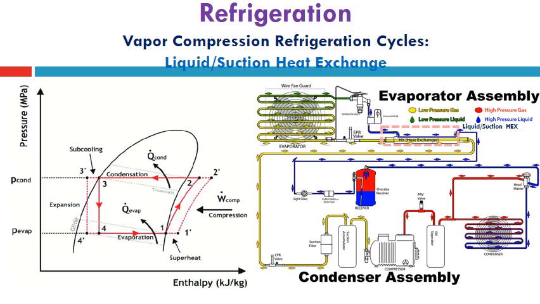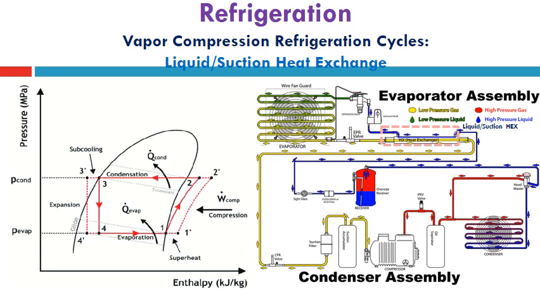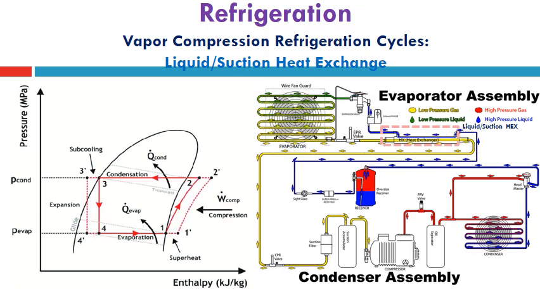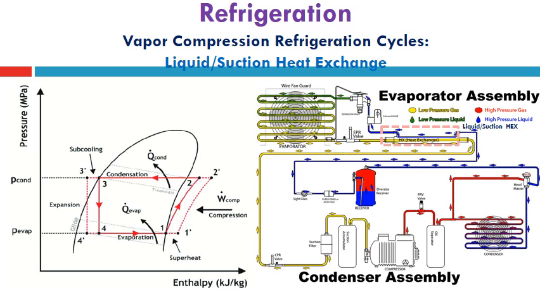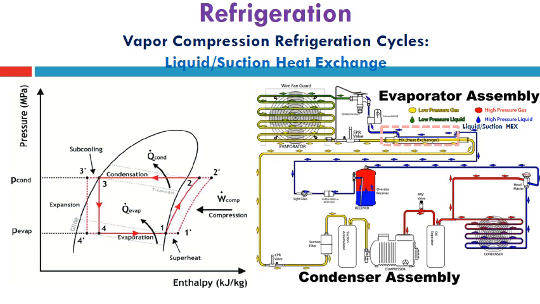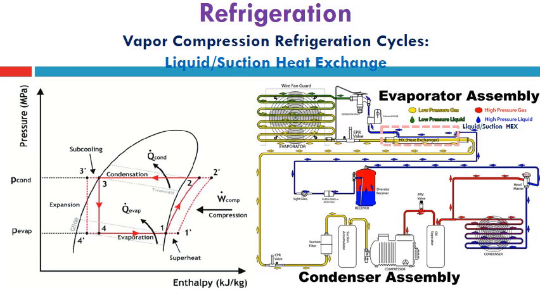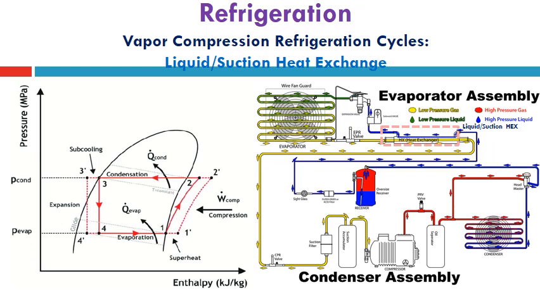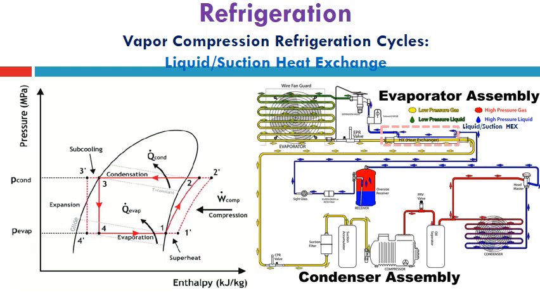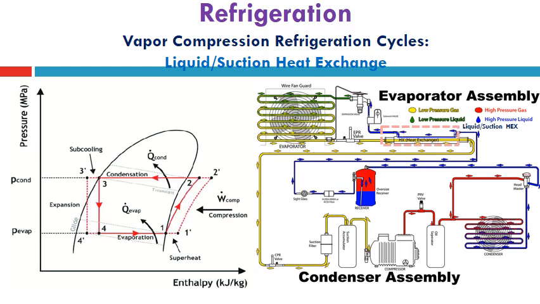This liquid suction heat exchanger may be constructed as a tube and tube heat exchanger, or a small shell and tube heat exchanger, or may be constructed by soldering together this portion of the liquid line before the expansion device and the suction line just after the evaporator outlet connection, as can be seen on this moving cycle, inside the four main components and the special components the system is equipped with, as shown in these figures.